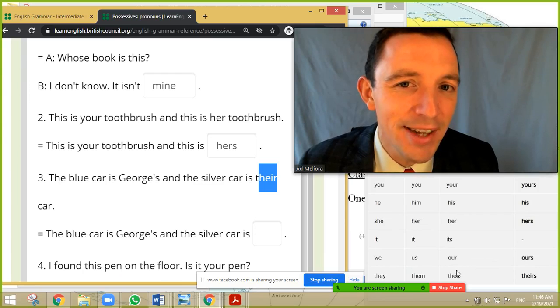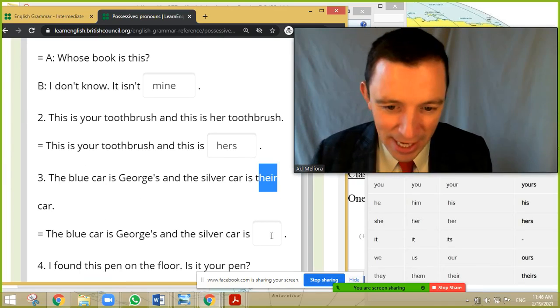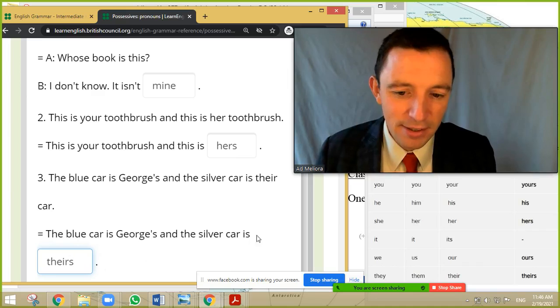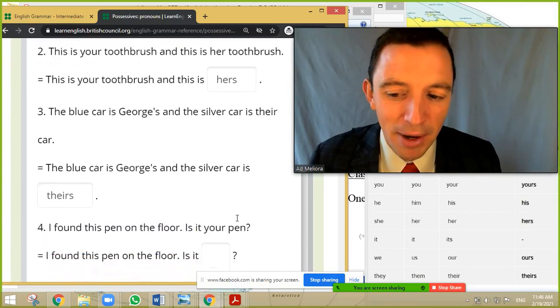Okay, so if you want to type in the Facebook comment, you can put your opinion and your answer if you want. So I think the correct answer is theirs, okay, with the S. You can see the final column. Okay, so this is a very good example and very important.